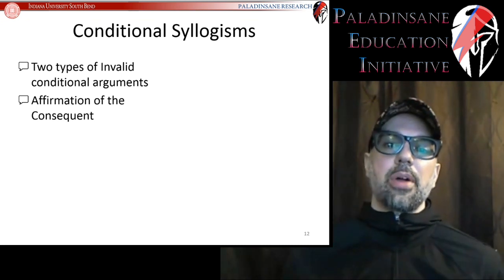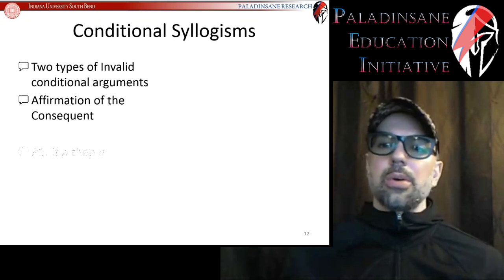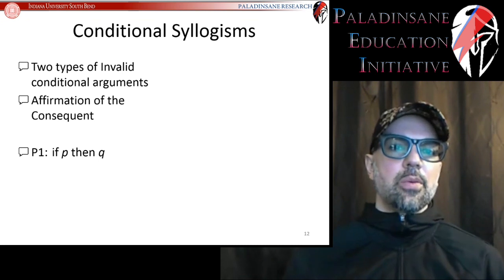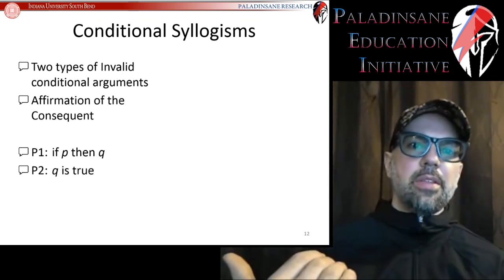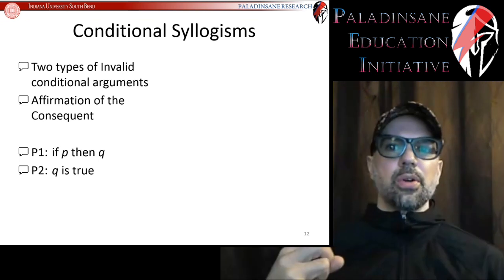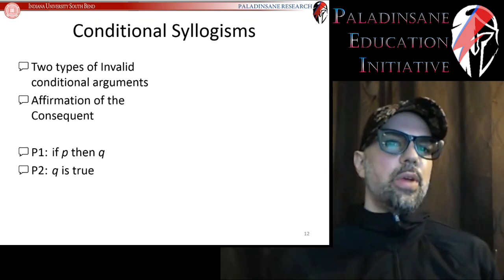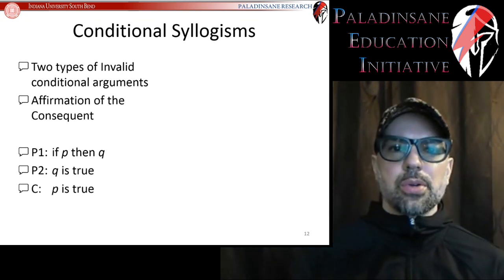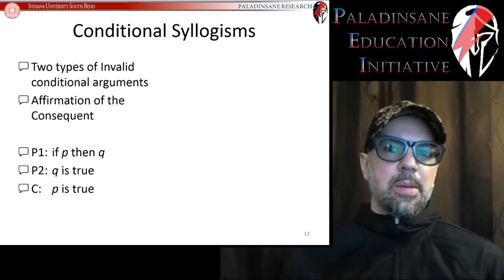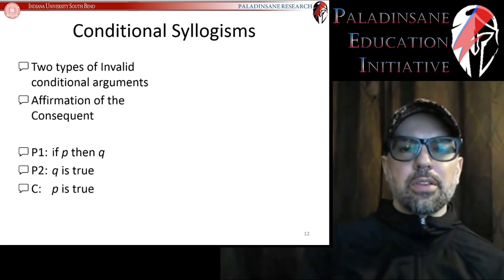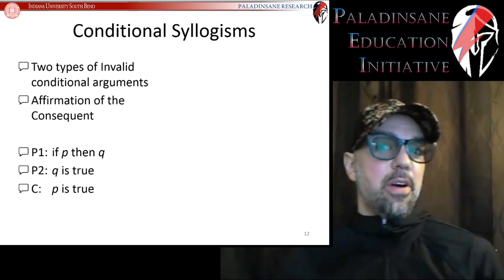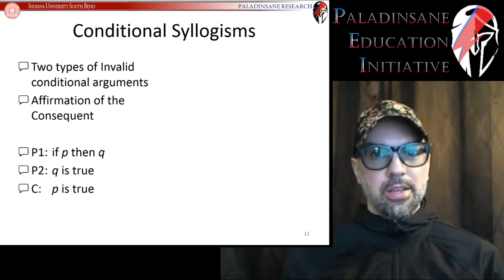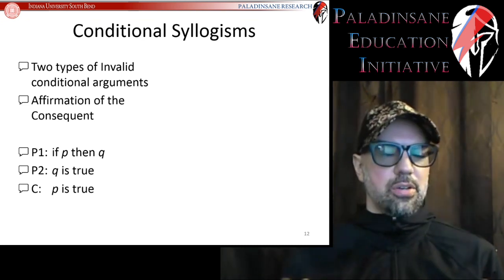Again, that's what's going to happen in premise number 2. So premise number 1 always starts off if P then Q. Premise number 2, we're going to affirm the consequent. We're going to say that Q is true. So if premise number 1 is true and premise number 2 is true, then we as humans might be very tempted to say, you know what? The conclusion is that P is true. However, this is invalid because P might be true given those first two premises, or P might be false.